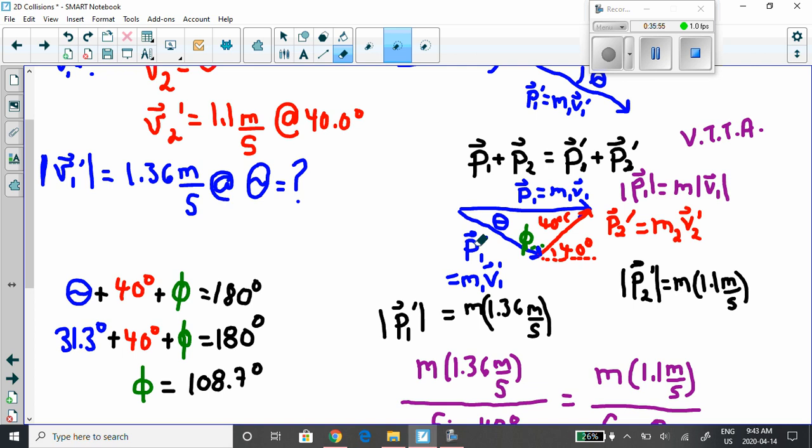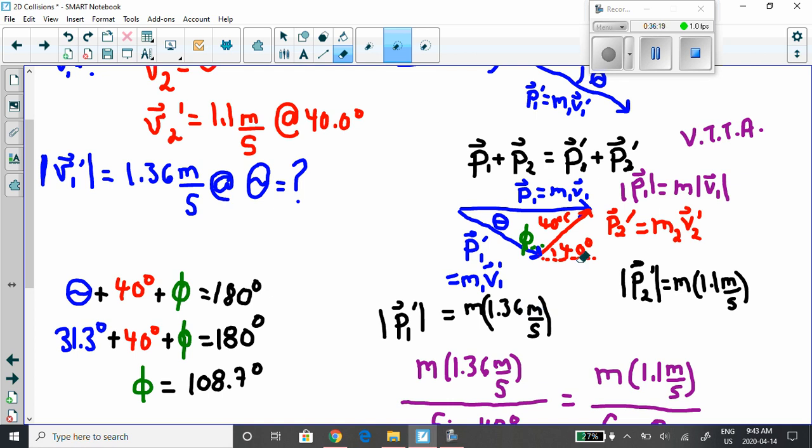Here is P1 after the collision. It goes down at some unknown angle theta, right there. So we have P1 prime is equal to M1 times V1 prime. Now let's just take a look at the magnitude of it. The magnitude of P1 prime is equal to M, the mass, times 1.36 meters per second. We were given that quantity.